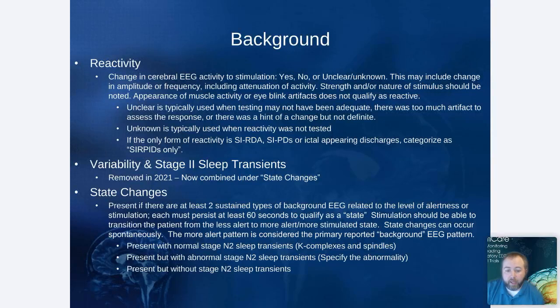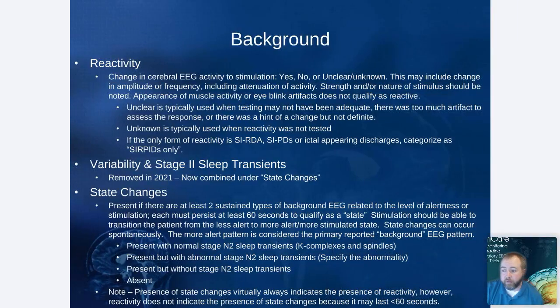So you can also have state changes present, but without any stage 2 sleep transients, or no state changes at all, and your state changes are absent. Now, the presence of state changes always means that the EEG is going to be reactive. However, reactivity does not indicate the presence of state changes because it might be less than that 1 minute threshold.